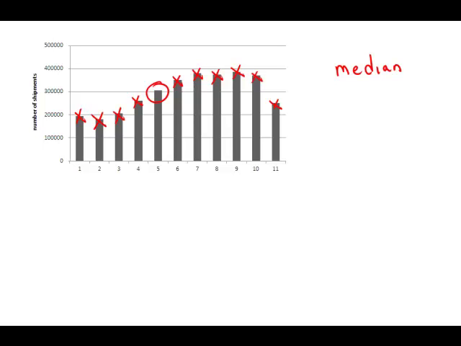Five higher than this, five lower than this. And that is a value slightly bigger than 300,000. 310,000 seems like a reasonable estimate, and that is answer choice C.